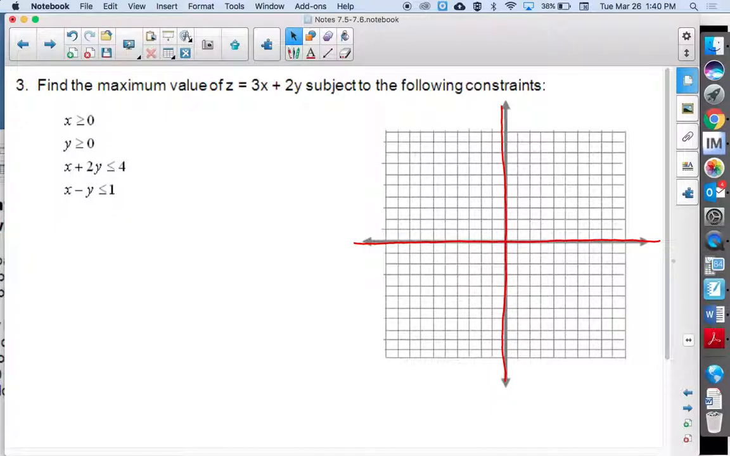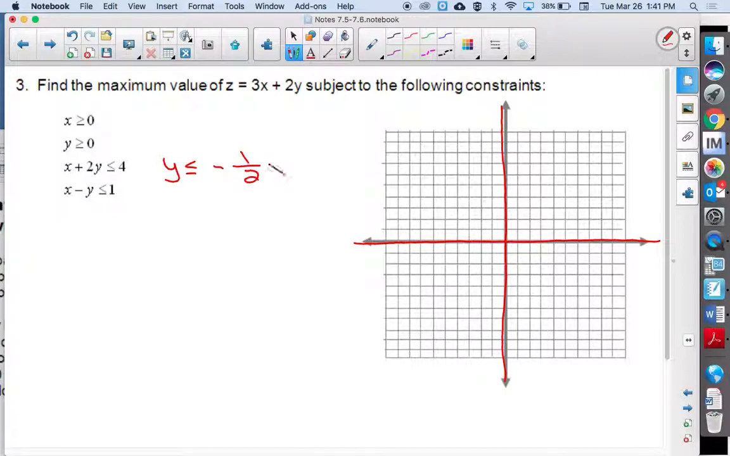Libby, what kind of inequality did you get for the third one down? I got y is less than or equal to negative 1/2 x plus 2. Good. So don't forget to divide everything by that 2. So we're going up to 2, and then down 1, right 2. She said less than or equal to.